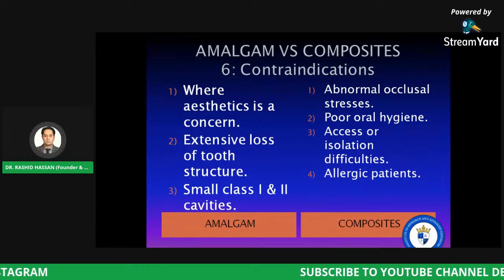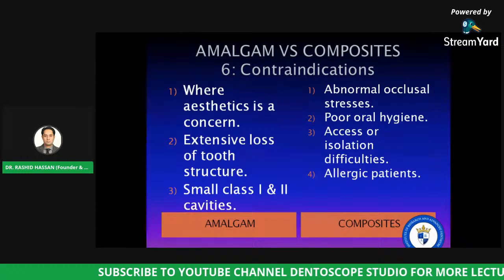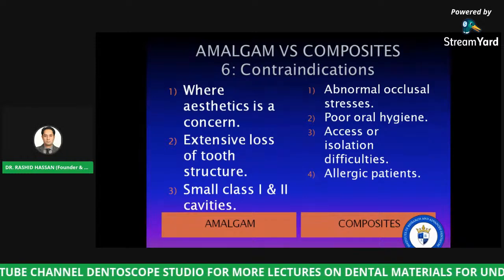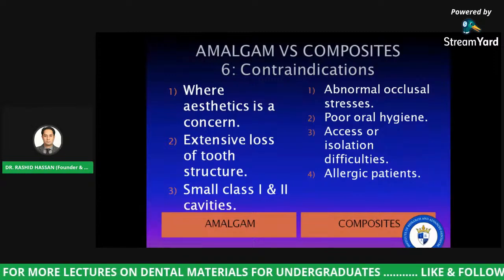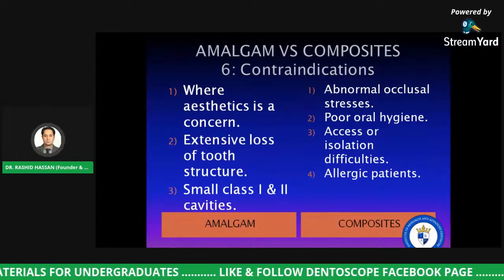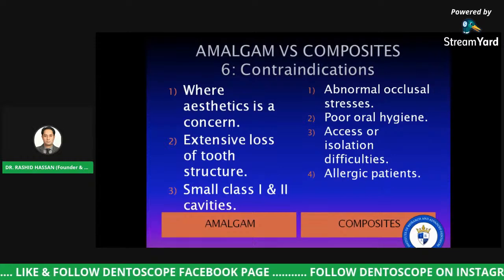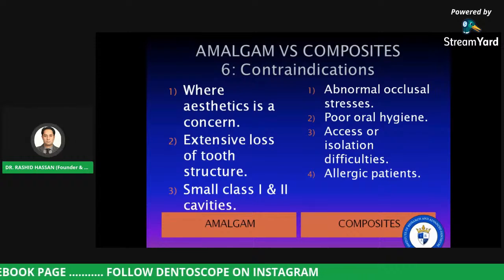If the tooth structure is already very much damaged and you prepare the cavity, you have to utilize some of the normal tooth structure as well. You have to grind that one as well. So it is contraindicated in highly carious cavities. In case of small class 1 and class 2 cavities, dental amalgam is contraindicated. Let's talk about the contraindications of the dental composites.